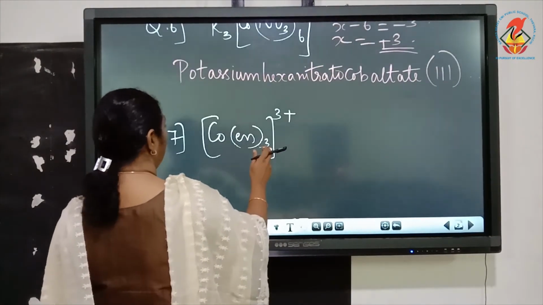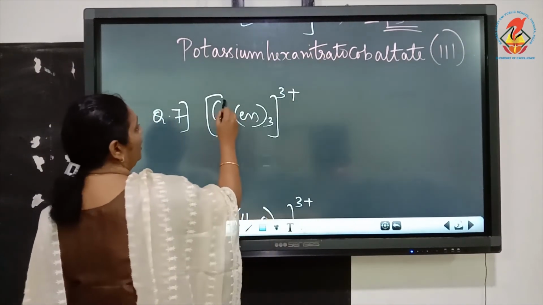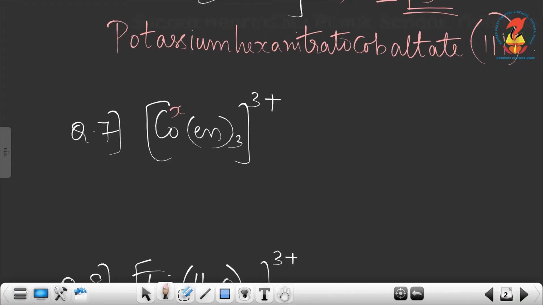Now next we have the 7th question, [Co(en)3]3+. Here the cobalt oxidation number, no counter ion is given. Cobalt oxidation number we don't know, and ethane-1,2-diamine charge is 0, but the charge on the complex ion is given. So what is X? X plus 0 will be equal to plus 3. Now again it is ethane-1,2-diamine, so we have to use tris.